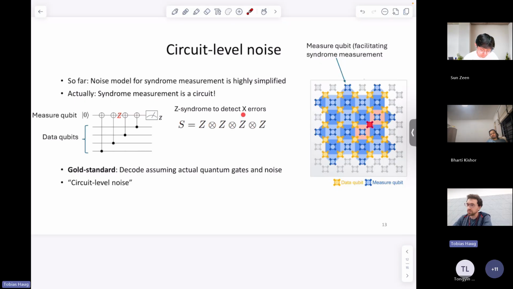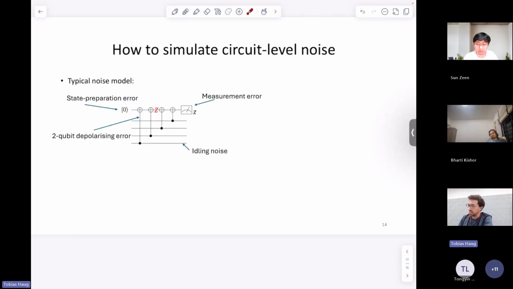Okay, and one can show this allows us, for example, to detect X errors, and there's a similar circuit also for detecting Z errors. This model is the gold standard people nowadays use to do quantum error correction. And here basically you have to assume actual quantum gates and actual physical noise models that people know are a realistic description of a quantum circuit. So people call this circuit level noise.